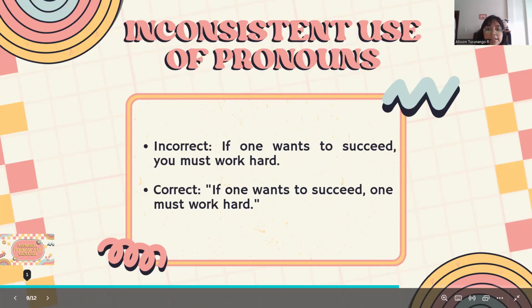And the eighth one is inconsistent use of pronouns. In the incorrect sentence, we have "if one wants to succeed, you must work hard." And in the correct sentence, we have "if one wants to succeed, one must work hard." So inconsistent use of pronouns like one and you within the same context can create confusion and misunderstanding. So it's important to maintain consistency and adhere to clarity in communication.